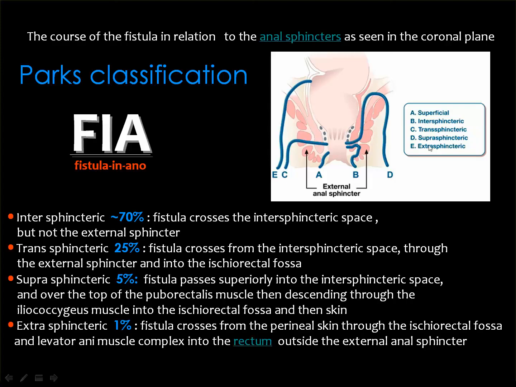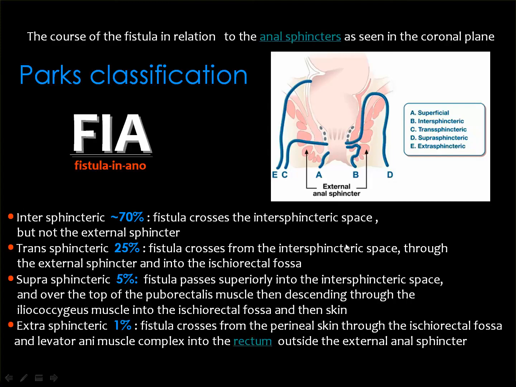Then the suprasphincteric, and this suprasphincteric fistula starts from the anal canal, going between the sphincters, then going up until it reaches the puborectalis or even crosses the levator ani, then curves to go through the ischioanal or the ischiorectal fossa.